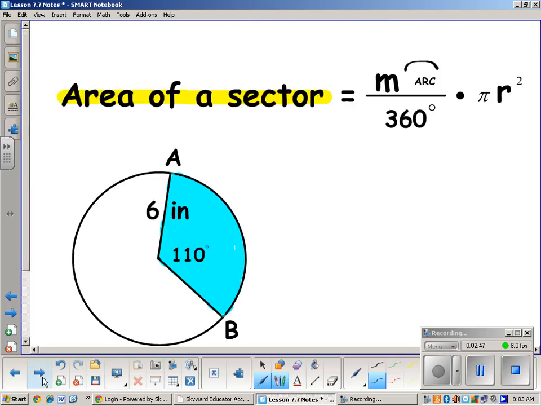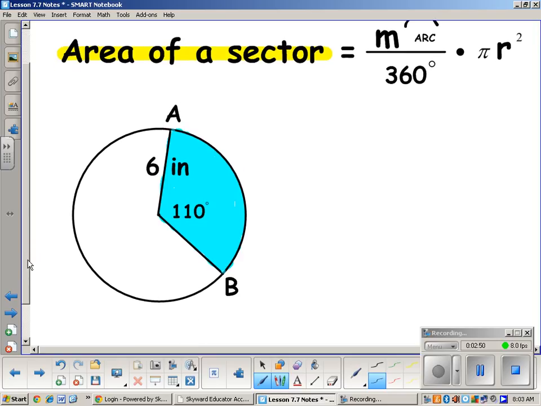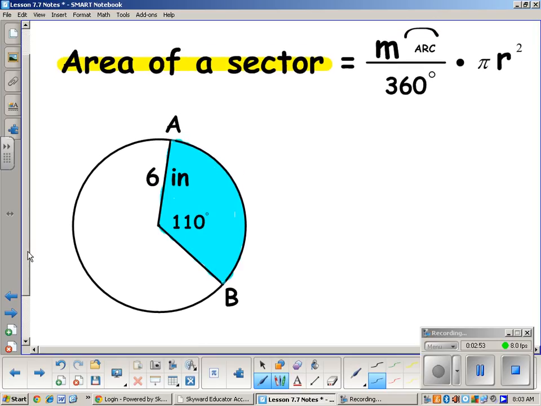Okay, area of a sector. Here's the formula for area of a sector. There's really no great symbol for measure of an arc unless you know what that arc is. And so that up there just means measure of an arc. We don't know what that arc is until we're looking at a picture. But right now, the general formula would just say measure of an arc divided by 360 times pi r squared. Well, pi r squared is what? Area of the circle. So in other words, we're taking what fraction of the circle we're talking about times the area of the whole circle.